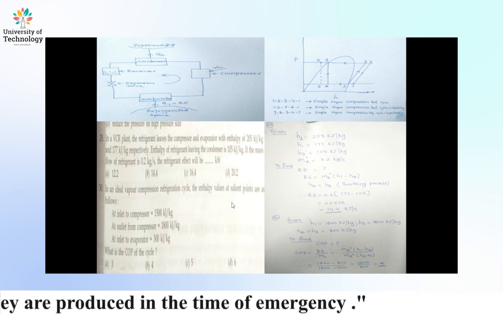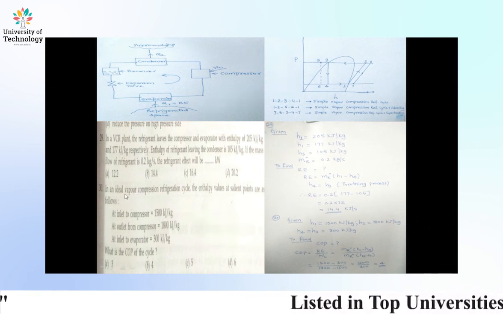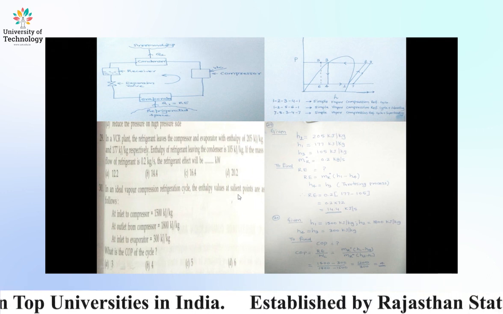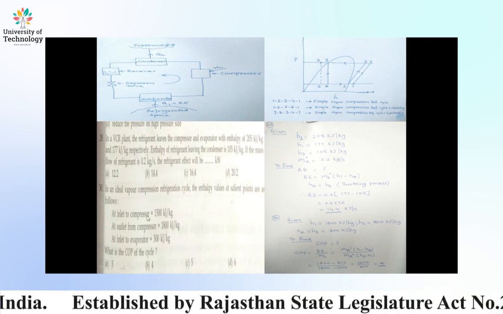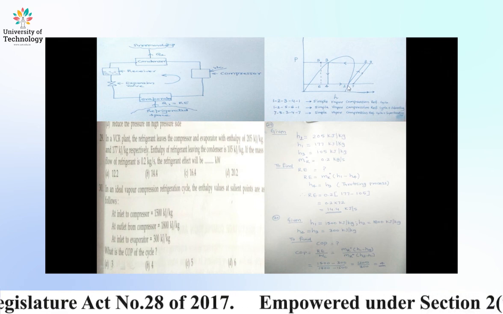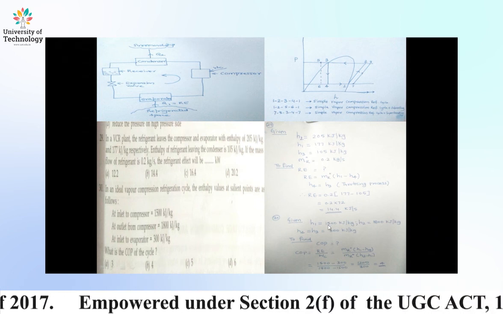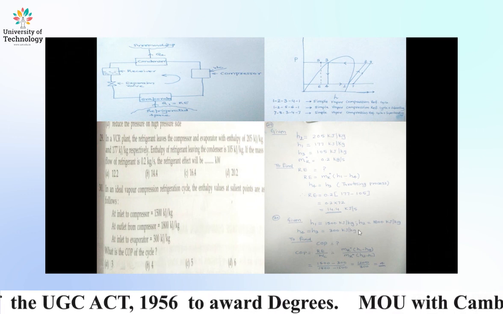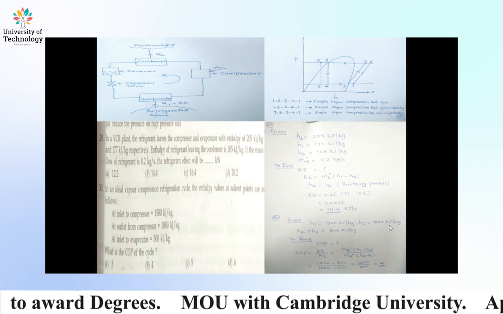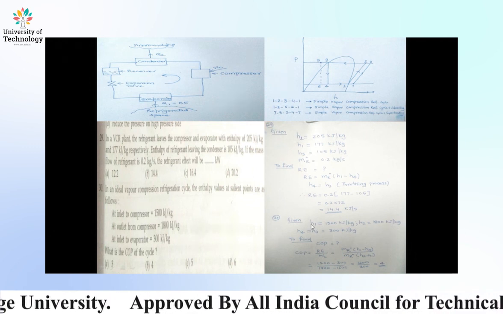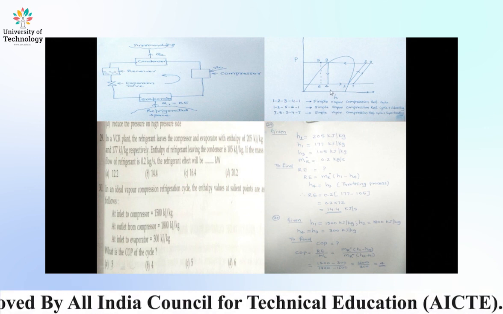Question number 30. In an ideal vapor compression refrigeration cycle, the enthalpy values at salient points are as follows. At inlet of compression, point 1, H1 equals 1500 kilojoule per kilogram. At outlet from the compression, H2 is 1800 kilojoule per kilogram. At the inlet to the evaporator, H4, and H4 equals H3, so H3 equals H4 equals 300 kilojoule per kilogram.